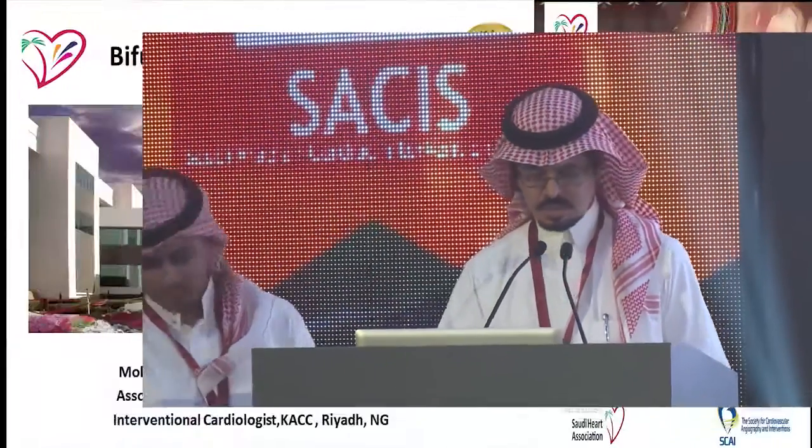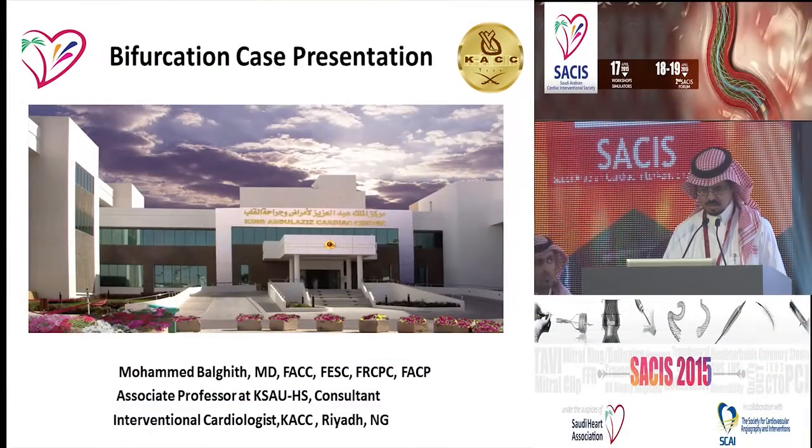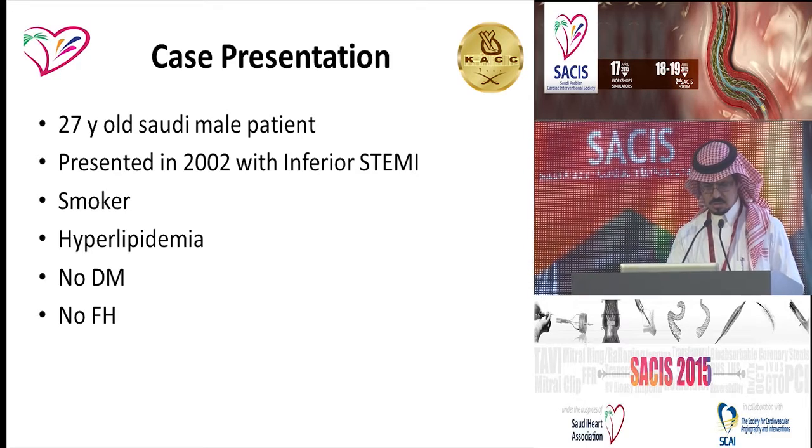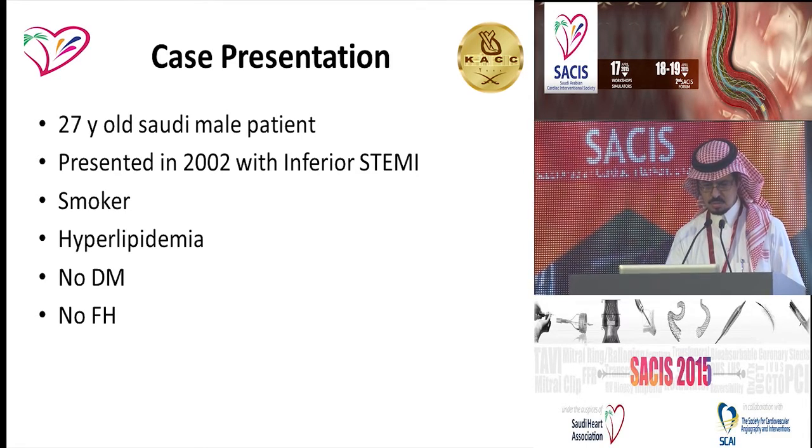My case, I like this case because I still see the patient in the clinic. We'll start with the case presentation. He's a 27-year-old Saudi male patient. He presented to us in 2002 with inferior STEMI. His risk factors at that time: he was a smoker and hyperlipidemic. He had no diabetes and no family history.